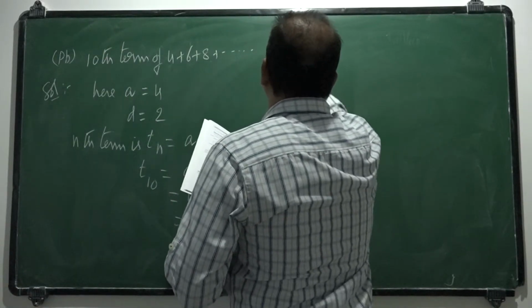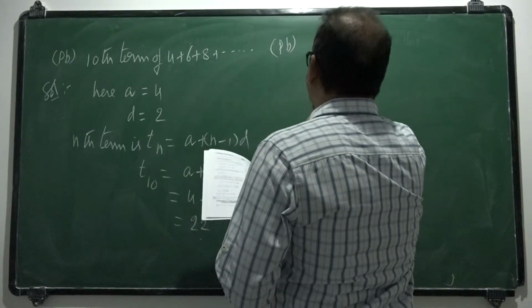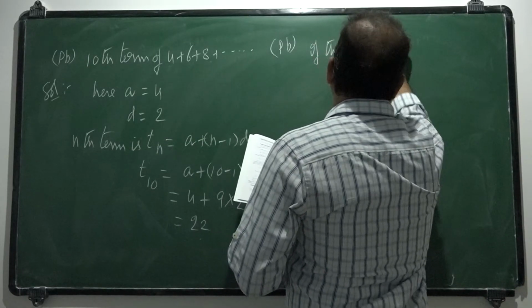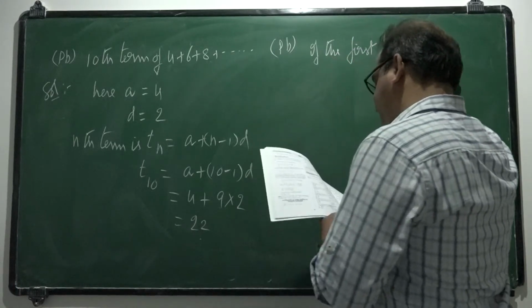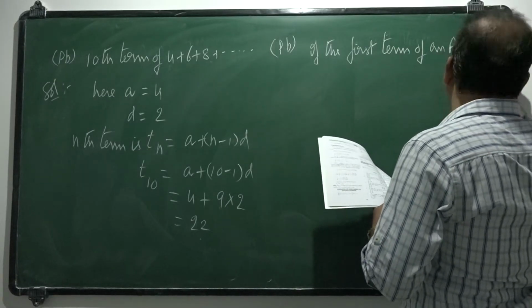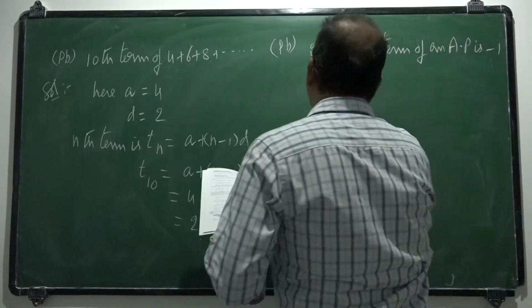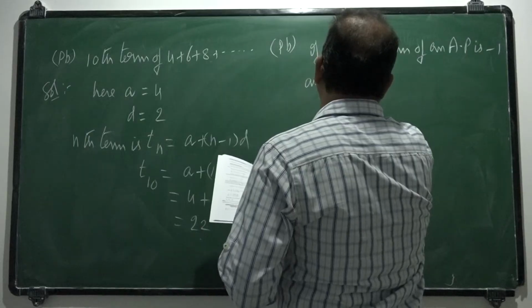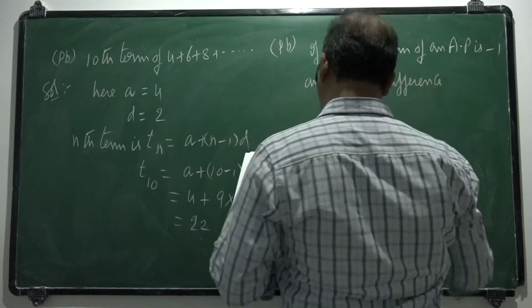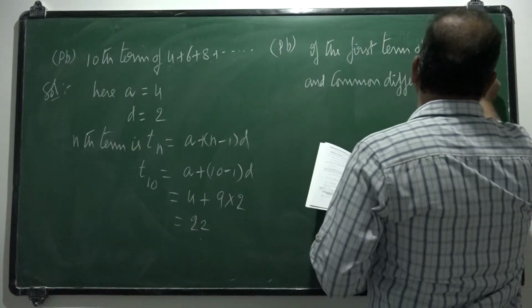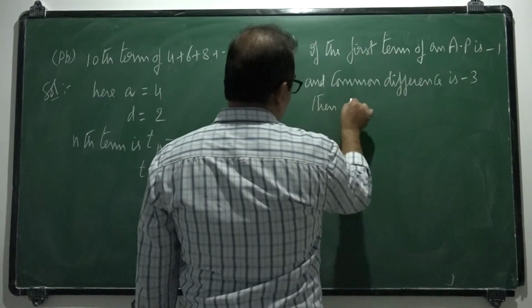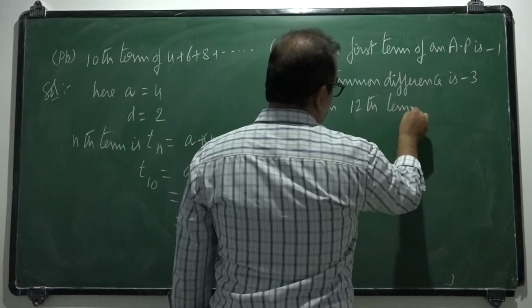Next, if the first term of an AP is -1 and common difference is -3, then the 12th term is?